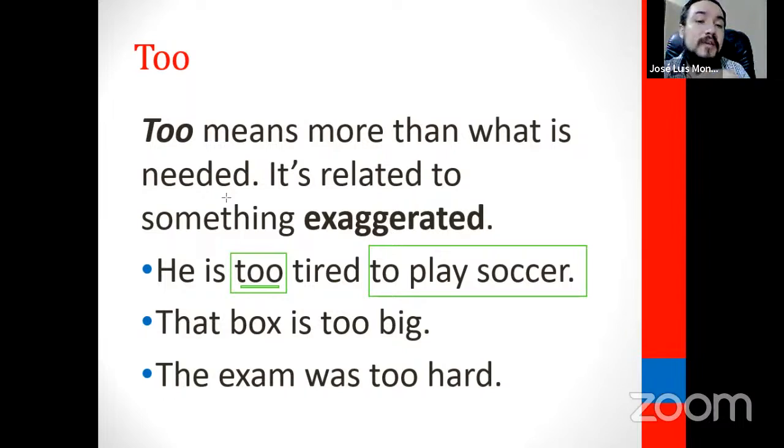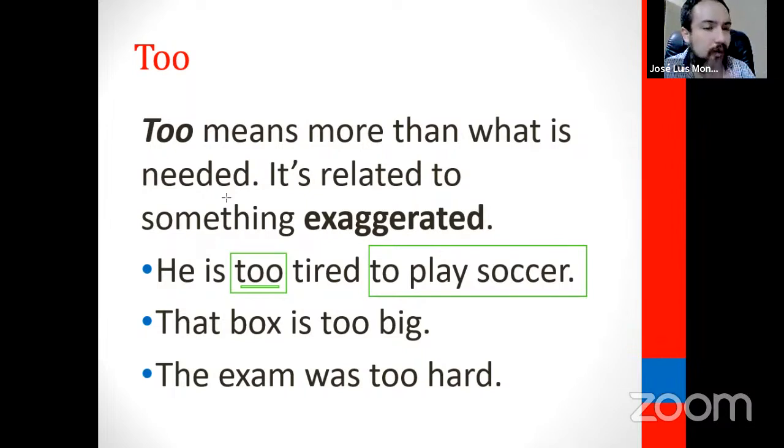So you can say it's more than what you need, but in the sense of exaggeration. For example, in this case, being tired, right? You are exaggeratedly tired. And because you are too tired, you cannot play soccer. Right? Actually, here everything is affirmative, right? He is too tired to play soccer. But the meaning that you're transmitting is negative. That he is too tired, he won't be able to do that action. All right, so that's more or less the idea you have to transmit with too.